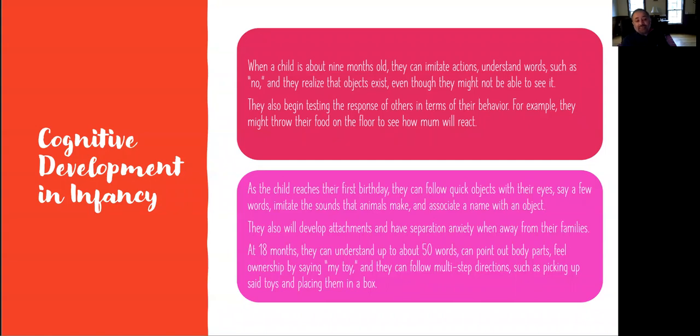As the child reaches the first birthday, they can follow quick objects with their eyes. They start to say a few words, imitate the sounds animals make, and associate a name with an object. They also will develop attachment and have separation anxiety when away from their families.